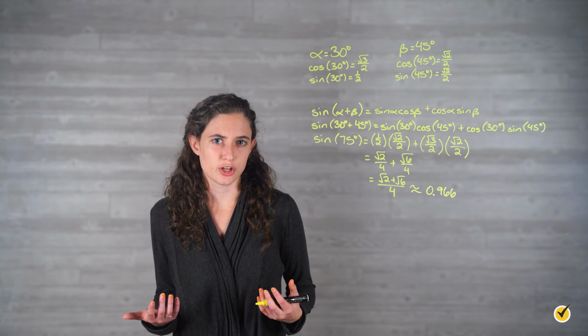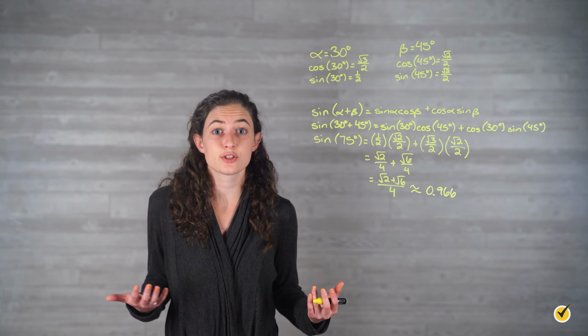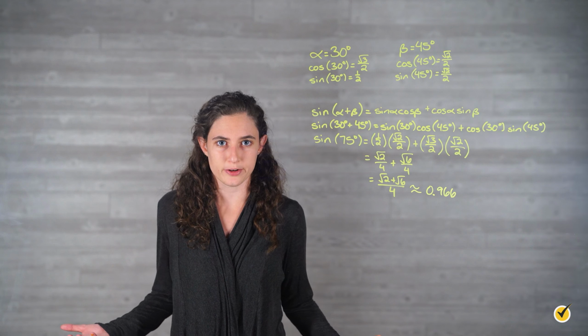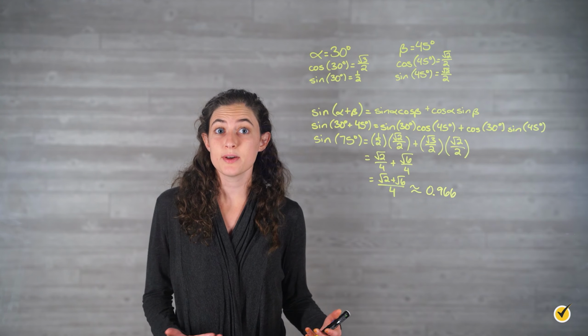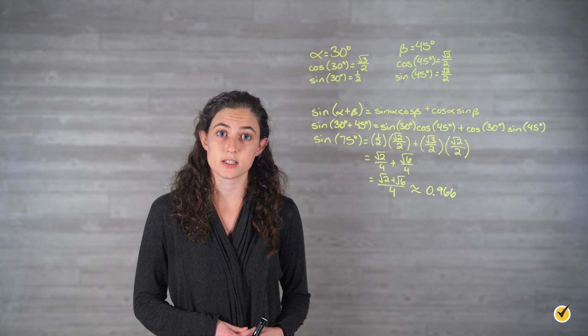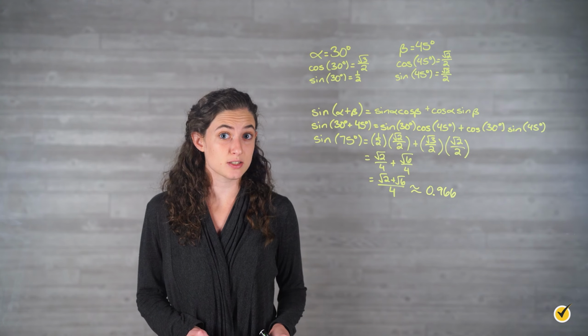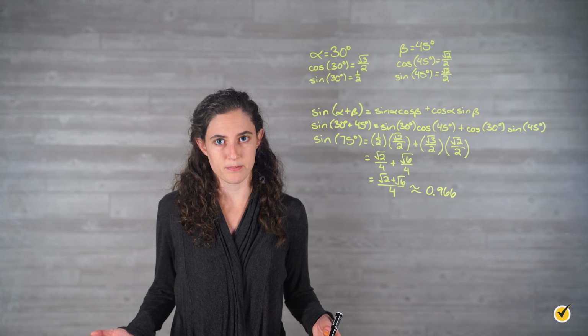But that begs the question, why don't we just use a calculator to find the sine instead of doing all this work? The answer is that the calculator is giving us an approximate value of the sine of 75 degrees. If we want to know the exact value, we need to do it the long way.